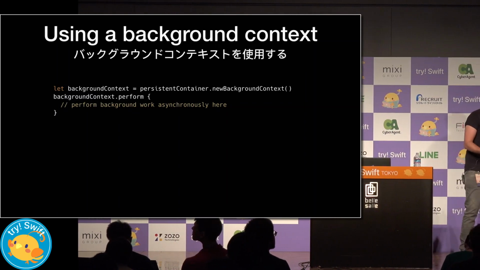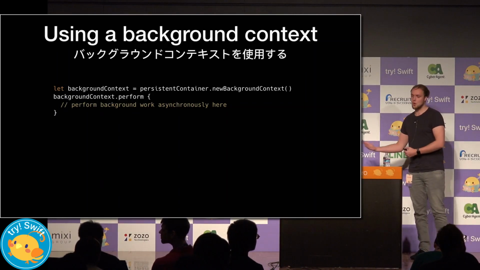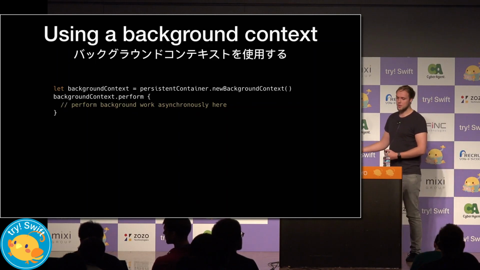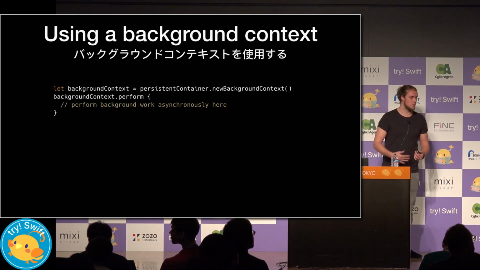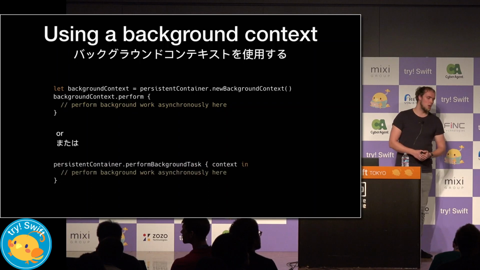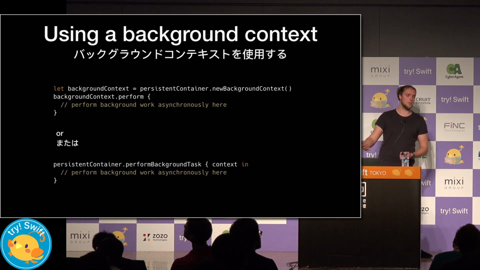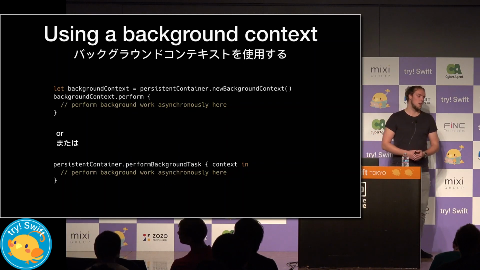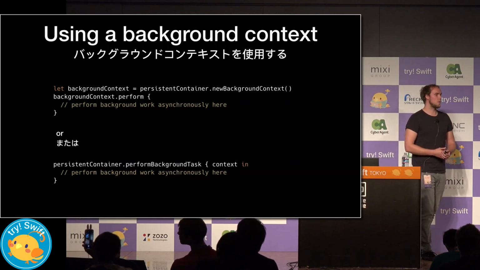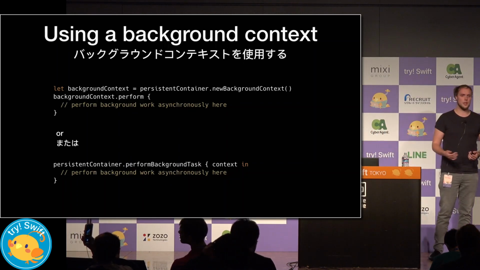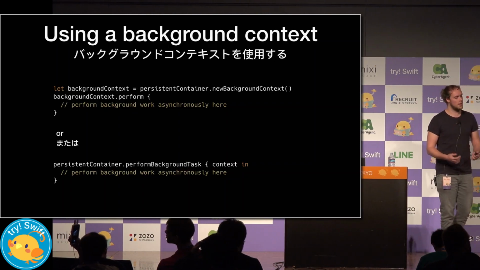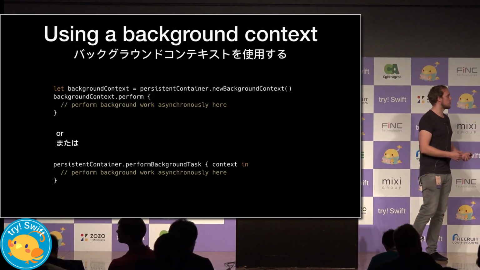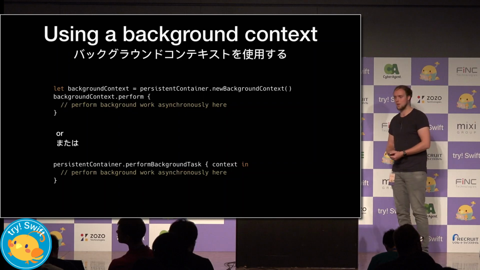If you want to use a background context, you can either create a new one or obtain one from your persistent container and do work on it like this. Use the perform block. Alternatively, you can just tell the persistent container to do work in the background. The first method is useful if you want to have a background context that stays around because you're going to use it a lot. The second one is convenient for simple, quick jobs that you want to do in the background.